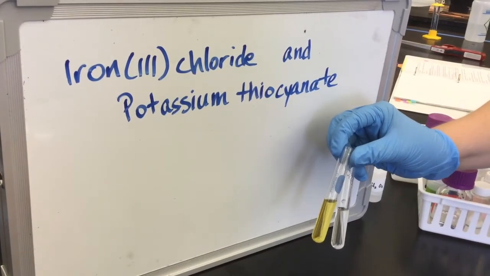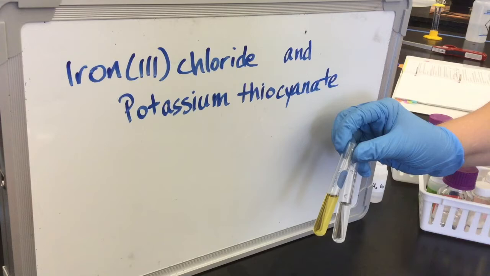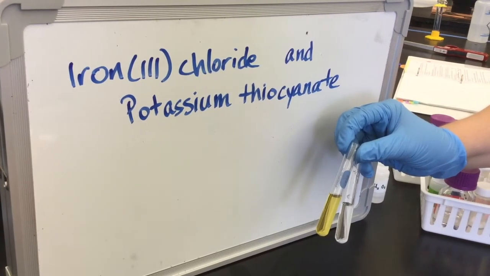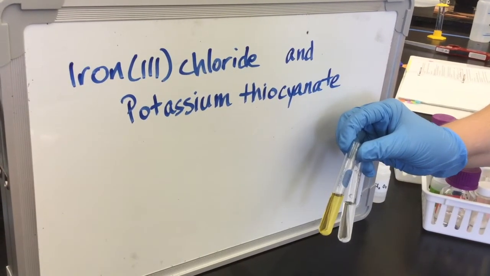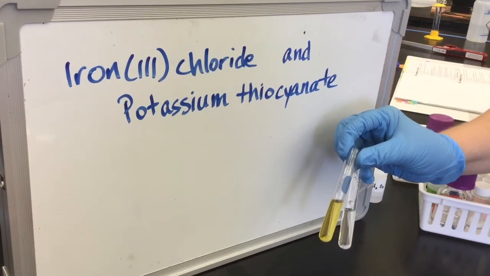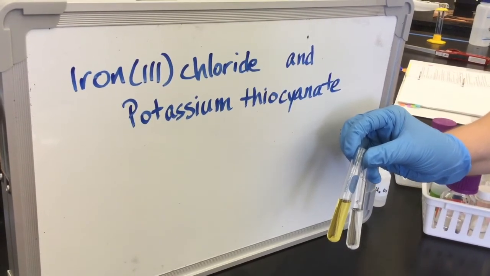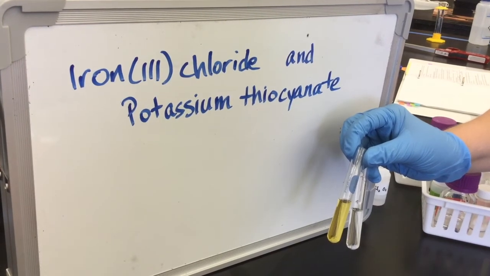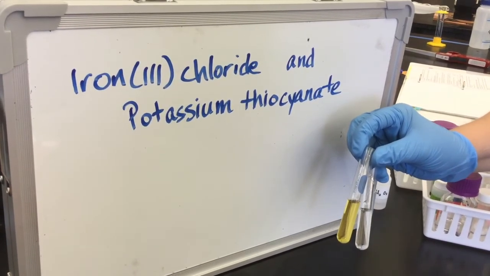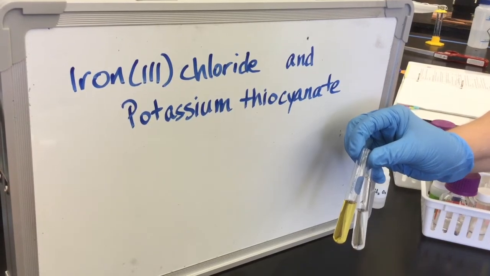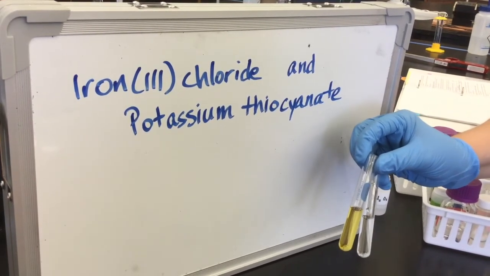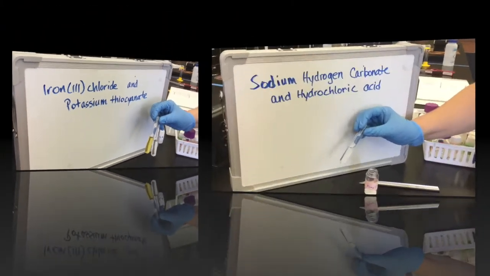The second part of D is to mix iron 3 chloride and potassium thiocyanate. You'll notice that iron 3 chloride has a color. Many transition metal compounds are actually colored, but we're going to get an interesting reaction when we mix the two of these together. You only need to add a small amount of the potassium thiocyanate to see this reaction. I'm not going to do the experiment here so that you can be surprised by what happens.